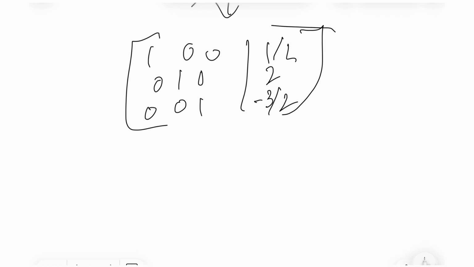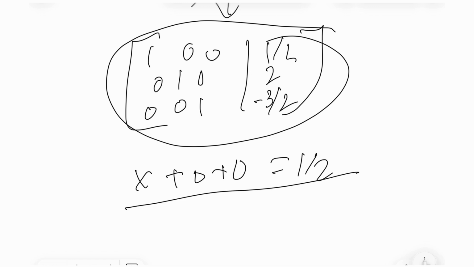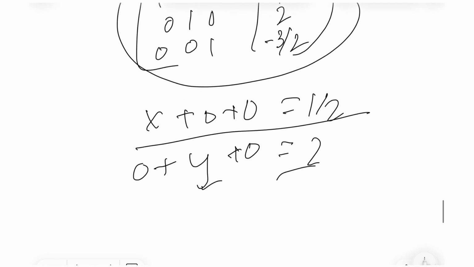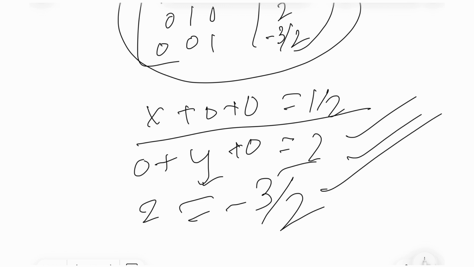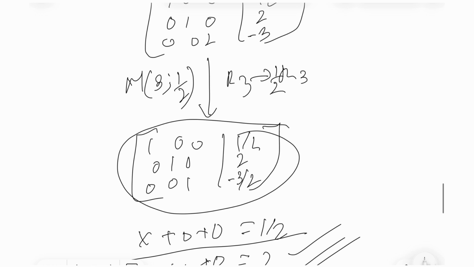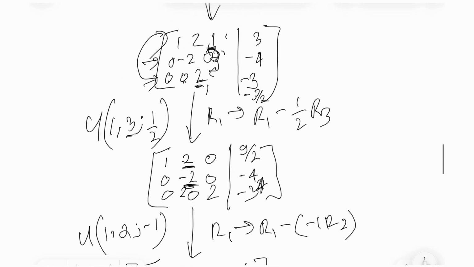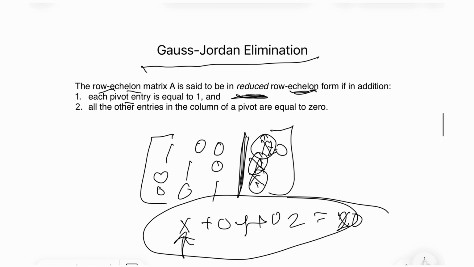What have we done? Converted this into x plus 0 is half. So x is half. Y plus 0 is 2. Y is 2. Z is minus 3 by 2. That's it. This is the same answer which you got before. And now you know how to use Gaussian elimination and Gauss-Jordan elimination to solve any sort of numerical, and you know why it's working.